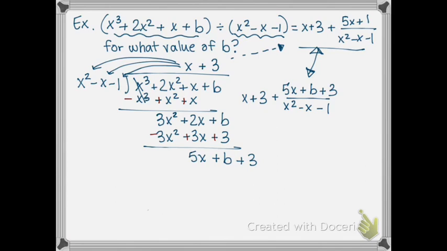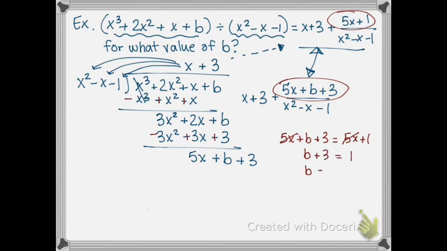And we're just going to use the two numerators here to solve for b. So it should be pretty easy. So let's just set those equal. So we're going to have 5x plus b plus 3 equals 5x plus 1. Let's subtract the 5x out of both sides. So subtracting 5x, that goes away. So we have b plus 3 is equal to 1, and so b is equal to negative 2.